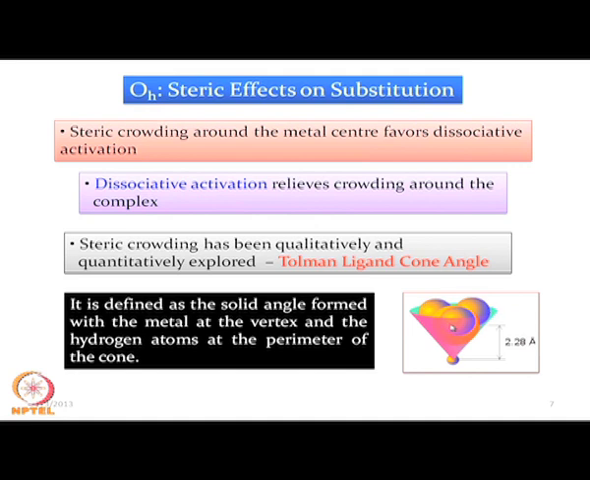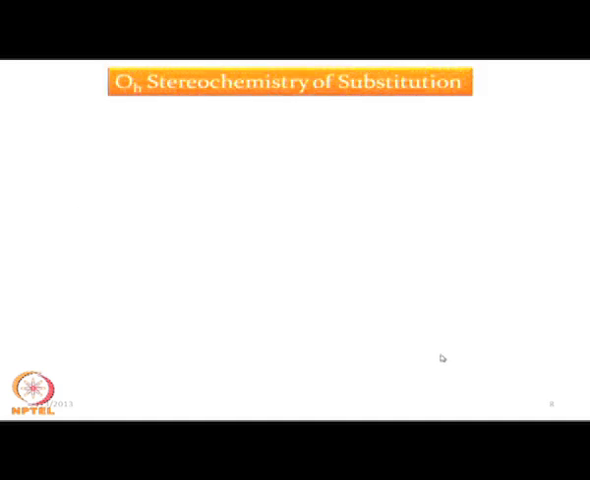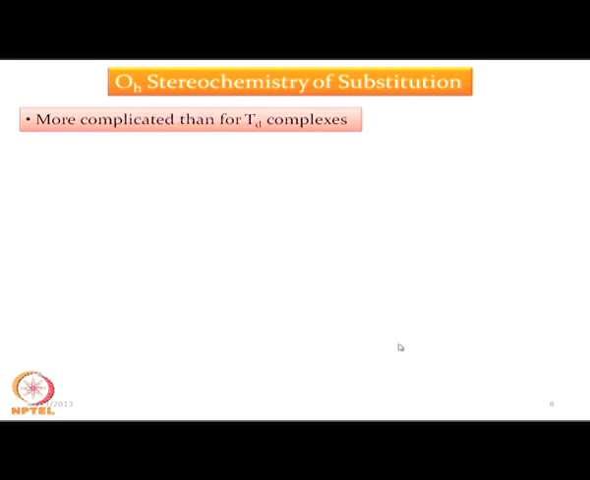The hydrogen atoms are there if they are the hydrogen atoms of the PH3 group. Since they are at the perimeter of this rim, from that perimeter we draw this cone, the solid angle, and this is the angle theta, which tells us how the steric crowding can be important for substitution reactions. The stereochemistry important for this sort of substitution is more complicated for octahedral than for tetrahedral complexes, and we can have these substitution reactions on cis and trans groups of ligands.